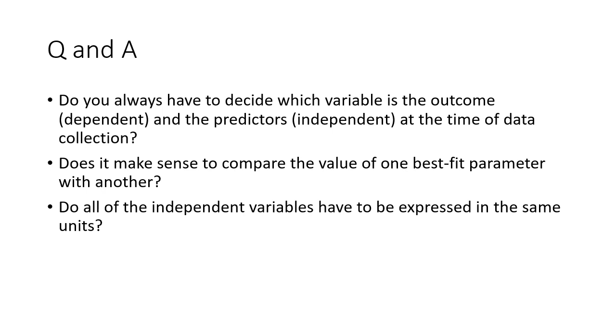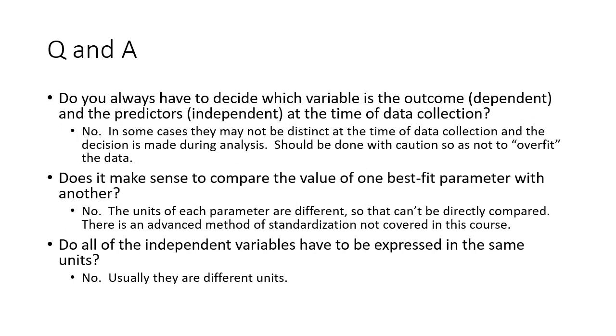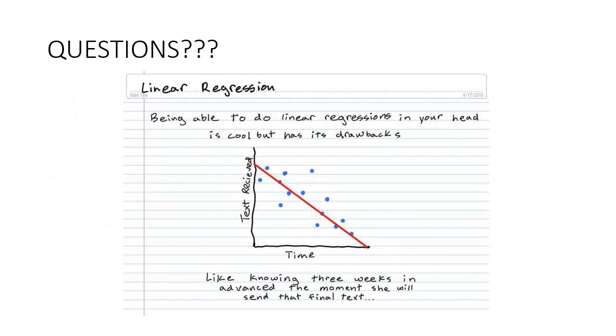Okay. Does it make sense to compare the value of one best fit parameter with another? You can in some cases, right? Being able to look at the variability of those R squared values can be useful in trying to compare one versus another. It can be sometimes useful there. And do all the independent variables have to be expressed in the same units? They do not, right? We mentioned those units can be different from one another. Again, you're looking at the best fit line in those cases. That's what you're really looking for. You're looking for those R squared values. You're looking for those confidence intervals there. Okay. All right, so any questions on linear regressions?